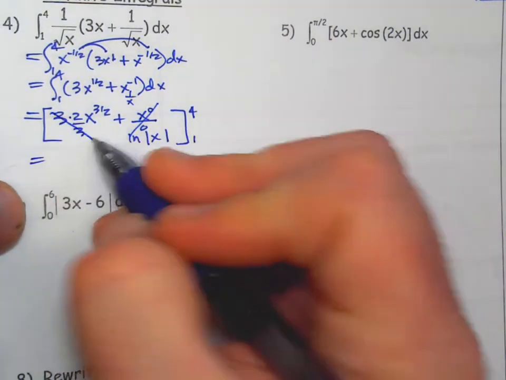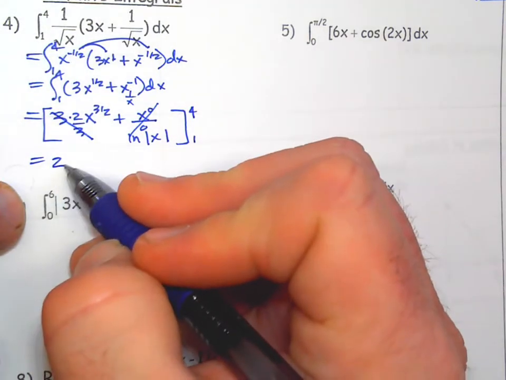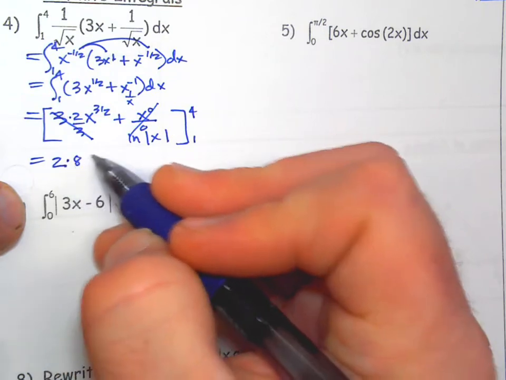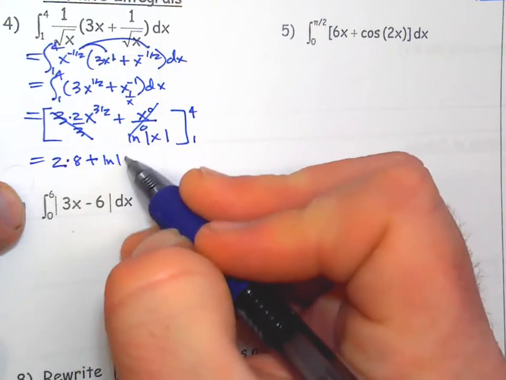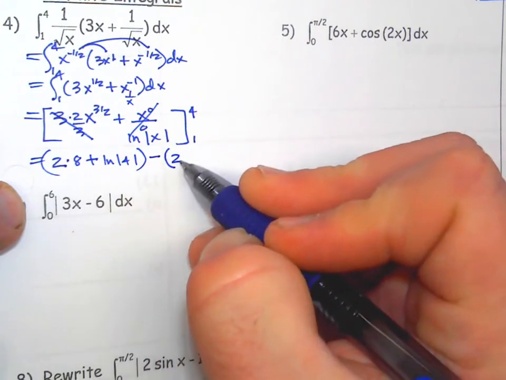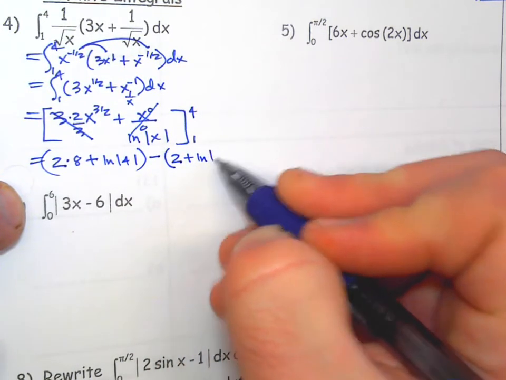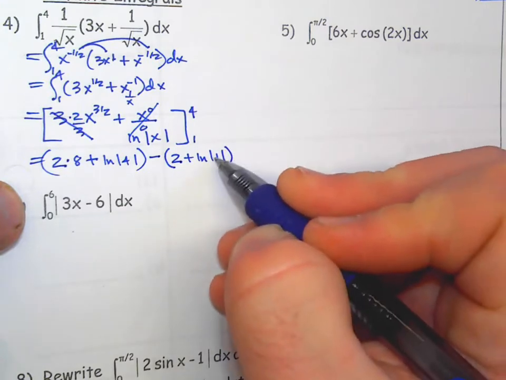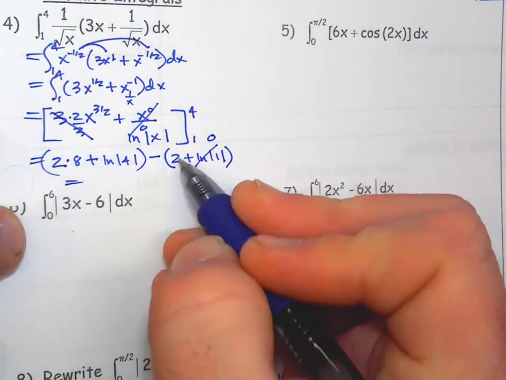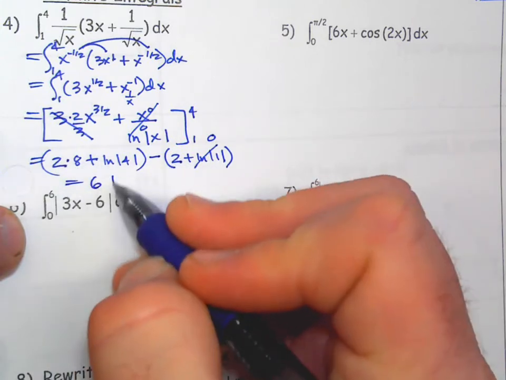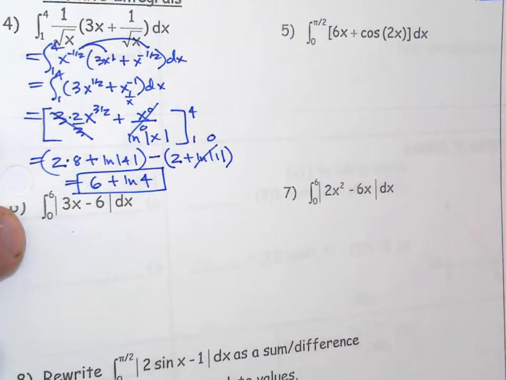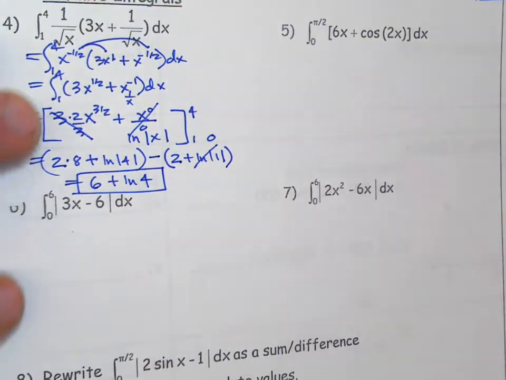Okay, so now we got 2, 4 to the 1/2 is 2, cubed is 8. Natural log of the absolute value of 4 minus 2 plus natural log of the absolute value of 1. Now, absolute value of 1 is 1, natural log of 1 is 0. So we have 8 minus 2 is 6 plus natural log of 4. We should get rid of the absolute values by this point because the absolute value of 4 is 4. So that's how you do it.